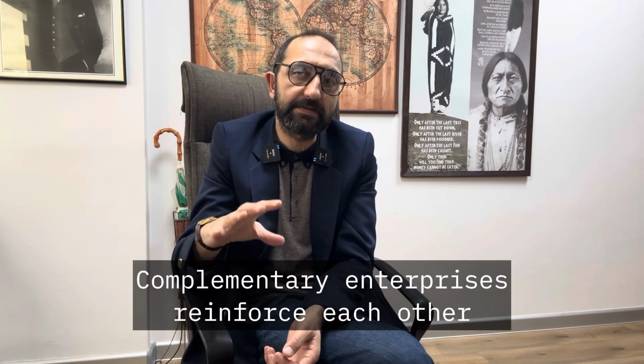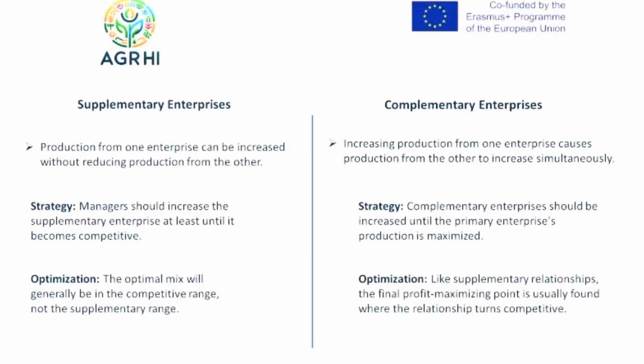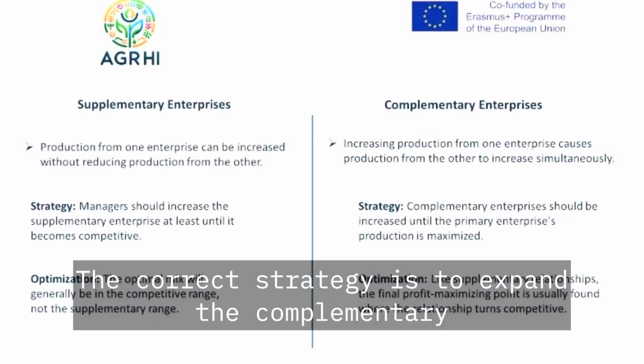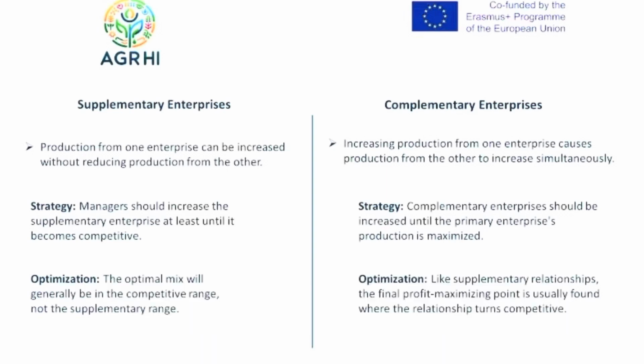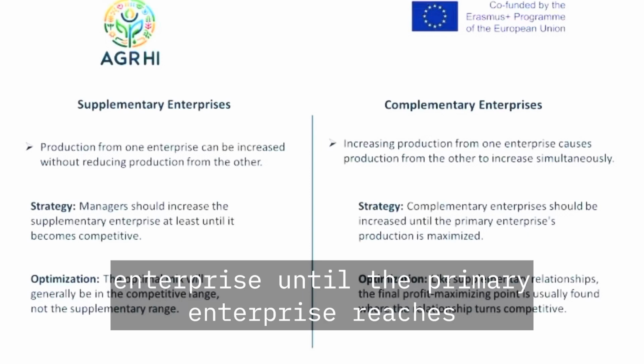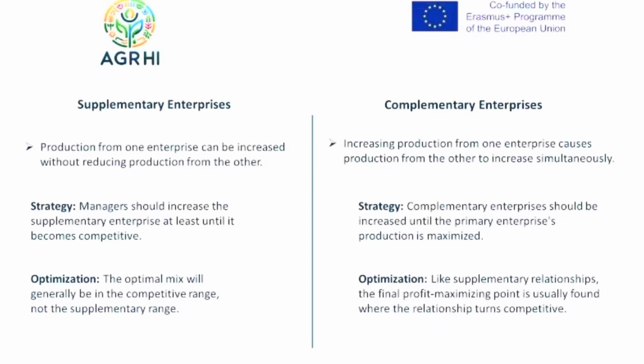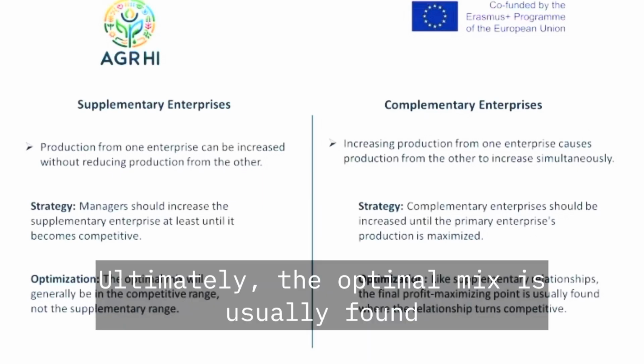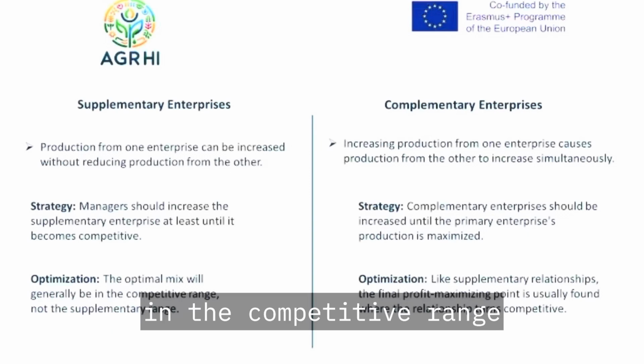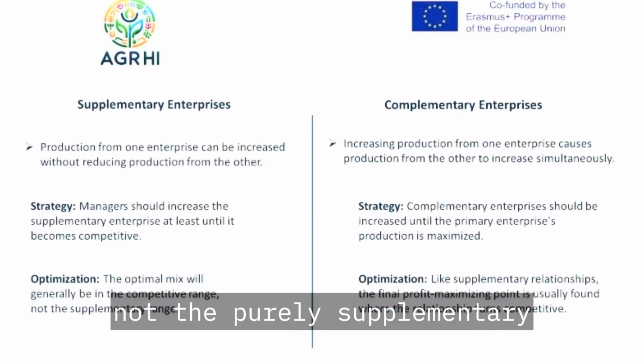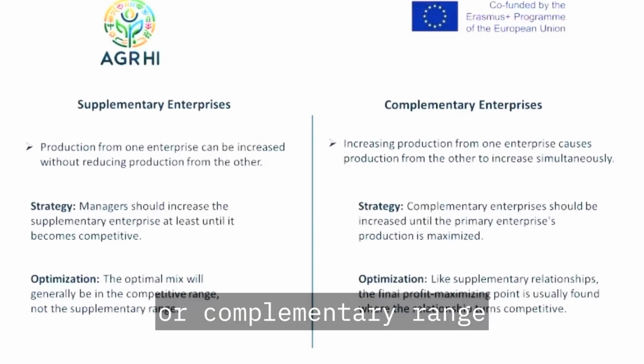Complementary enterprises reinforce each other. The correct strategy is to expand the complementary enterprise until the primary enterprise reaches its maximum production. Ultimately, the optimal mix is usually found in the competitive range, not the purely supplementary or complementary range.